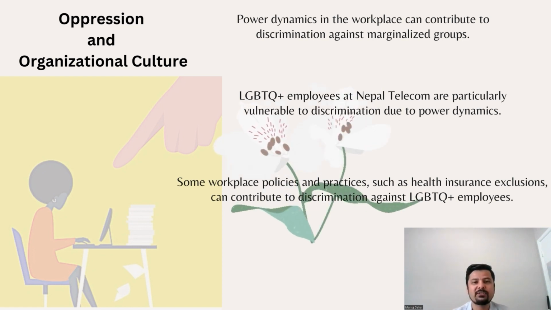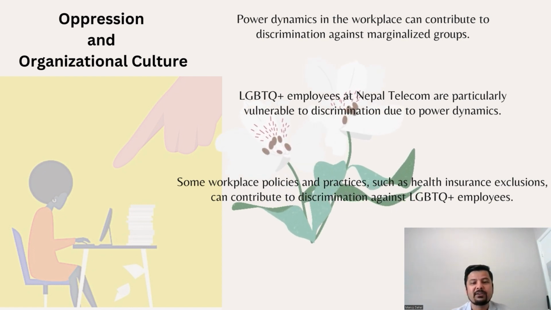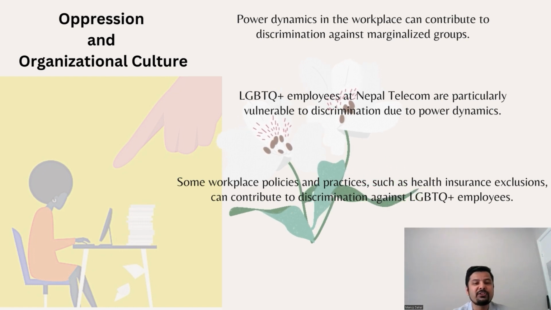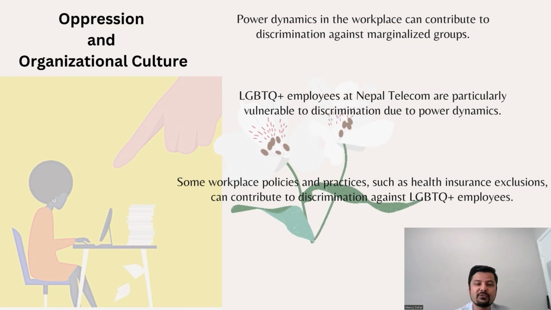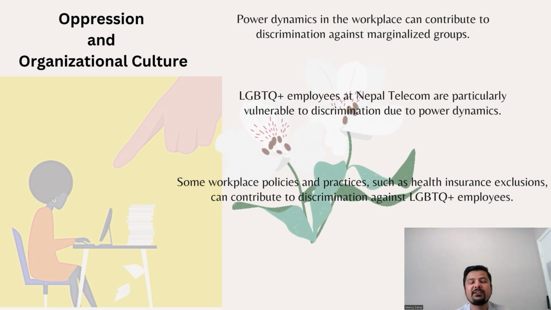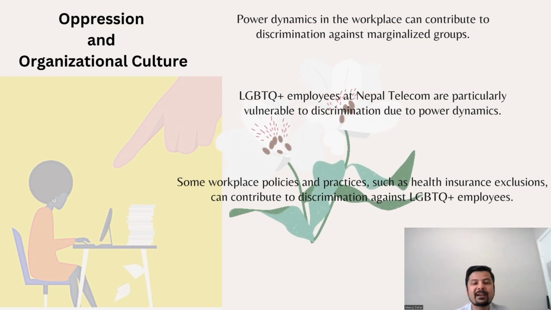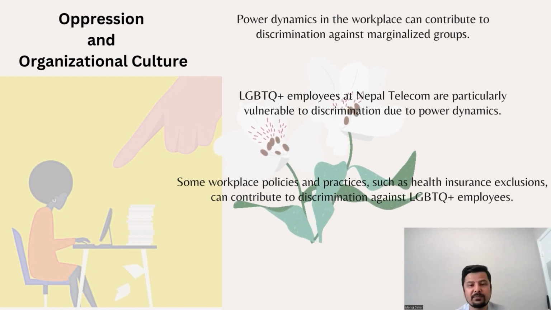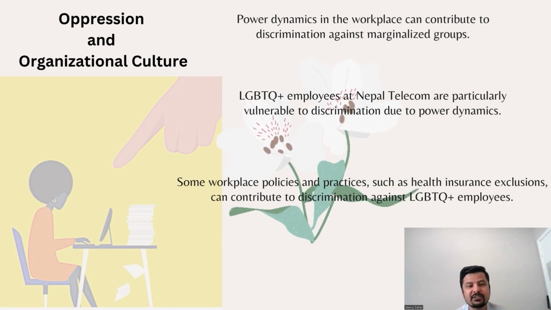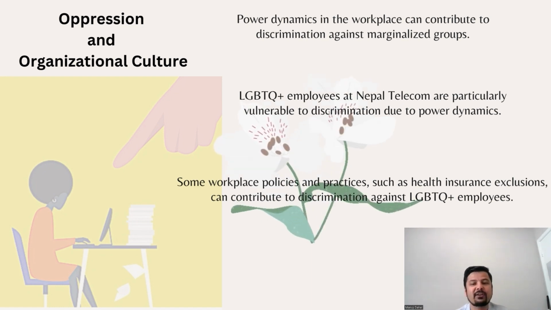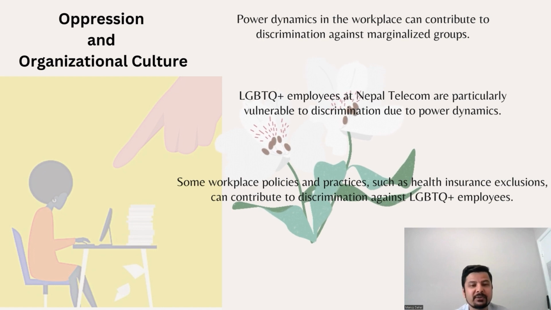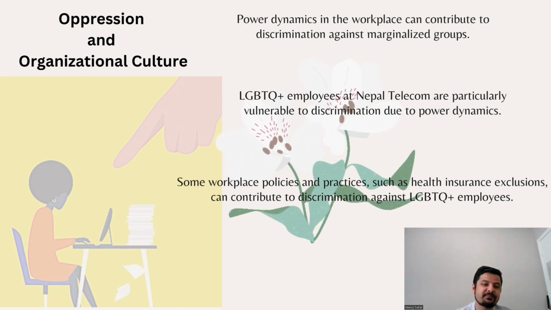I'll give you one example of systematic oppression at Nepal Telecom. Systematic oppression includes discriminatory hiring practices and unequal leave policies for LGBTQ employees. These practices promote a culture of exclusion and marginalization for gender and LGBTQ employees. The impact of oppression can be devastating for employees, leading to feelings of isolation, stress, and lower job satisfaction. Additionally, it can negatively affect organizational culture, leading to a lack of diversity, innovation, and creativity.